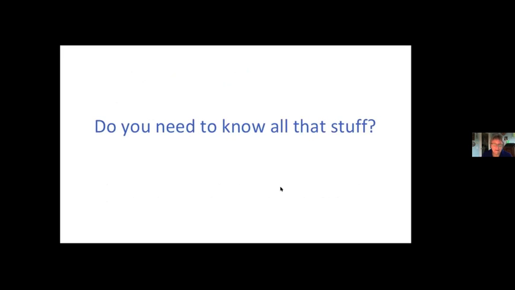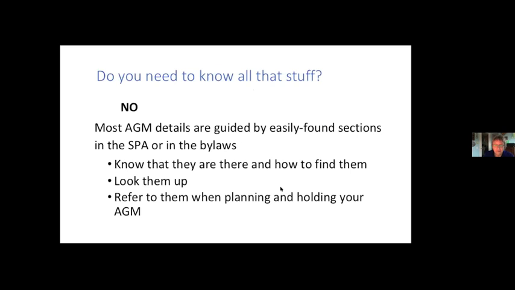Sounds easy, right? Do you need to know everything that's there? No, you don't. You don't need to memorize it. Most of your AGM details are easily found in the Strata Property Act and in your bylaws. So know that they're there, know how to find them when you need them, look them up, and refer to them when planning and holding your AGM.